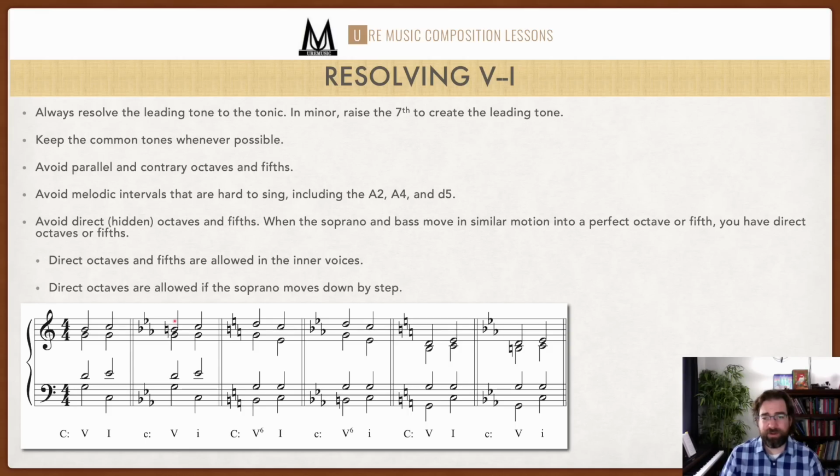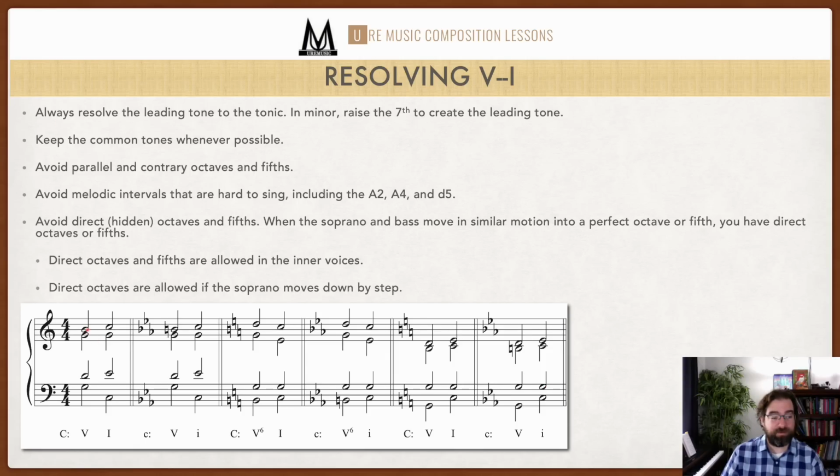If you don't have that leading tone, it's just not going to have that pull that we want towards the tonic. So always resolve the leading tone to the tonic. In minor, you need to raise the 7th to actually create the leading tone. Keep the common tone whenever possible. Look at all of these. Common tone, common tone, common tone.